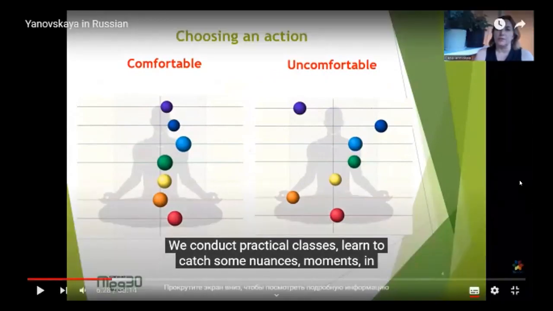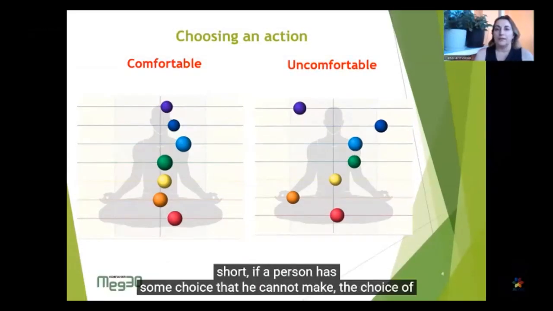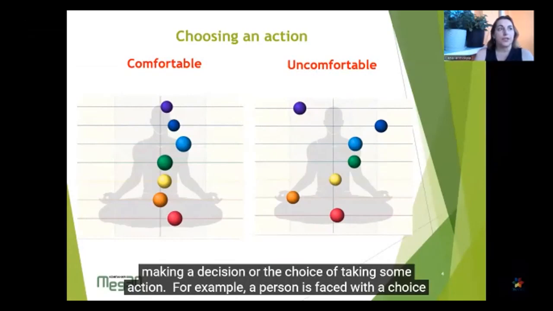So this topic is about how to make proper decisions if you have some choice in life at the current moment and you don't know where to go, left or right, to do or not to do. So Elena is speaking about how to apply chakras in order to make this choice. We will conduct practical classes and, in short, if a person has some choice that he cannot make, or making a decision or choice of taking some actions.